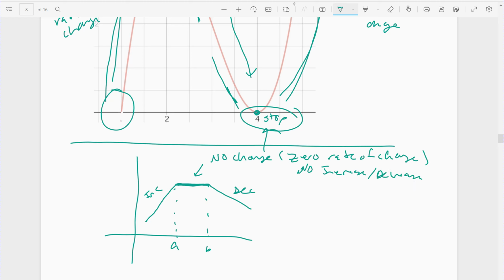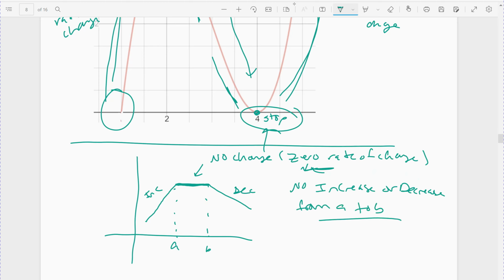No increase or decrease from A to B. So whatever A to B would represent, it's flat. So there is no increase. It's a constant rate. It's at a constant level, what we call a horizontal line in that case, all right?